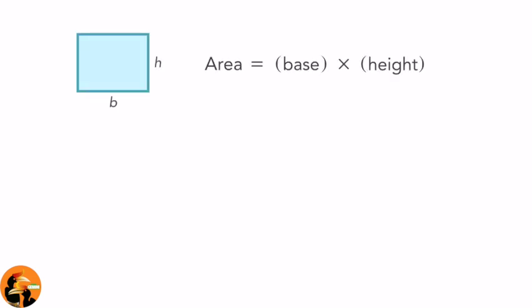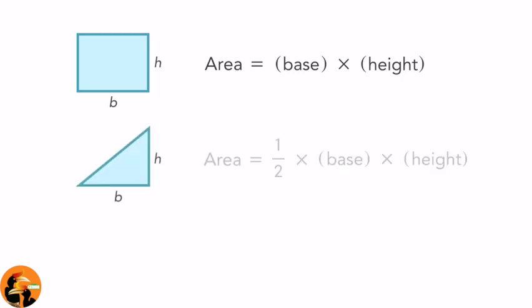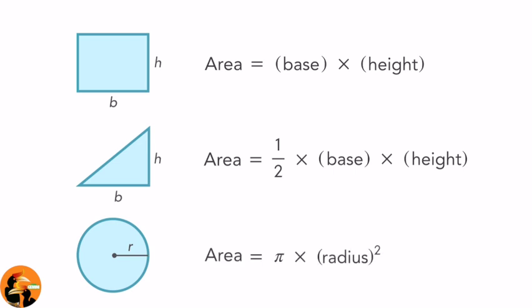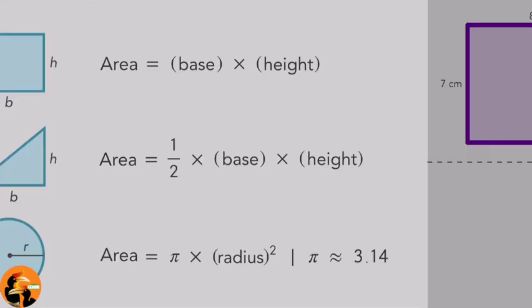Let's start with a quick review of the area formulas for some common shapes. The area of a rectangle can be found by multiplying its base length by its height. The area of a triangle is 1/2 of its base length times its height, since a triangle can be viewed as half of a rectangle. And the area of a circle is pi times its radius squared, where pi can be simplified to 3.14. All right, now let's use these formulas to work through some examples.